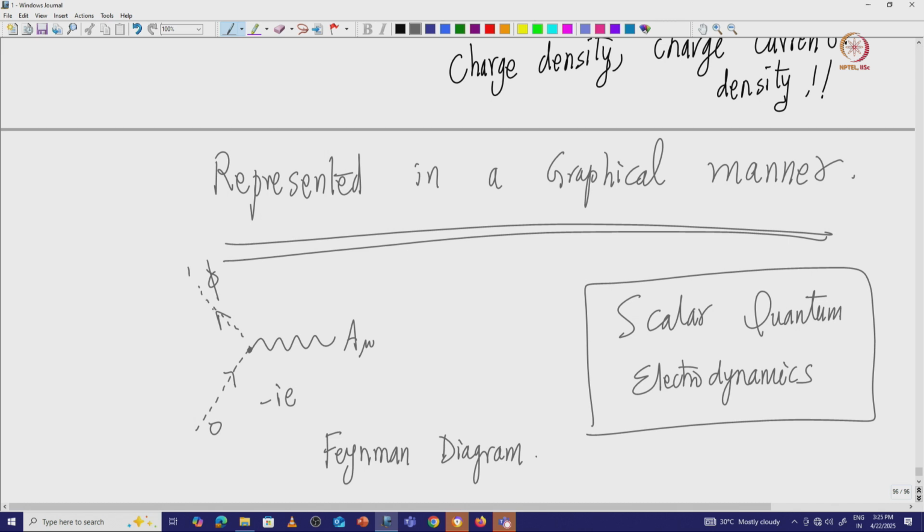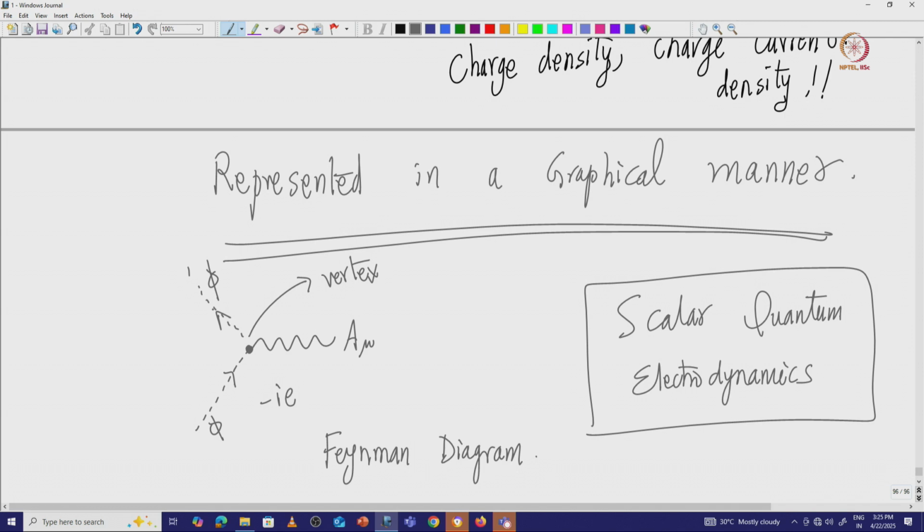So, this is how a scalar comes in at a given space time point, which is called the vertex. The particle comes in and the particle goes out, and while going it interacts and emits a photon, because it is a charged particle. That space time point is called the vertex.